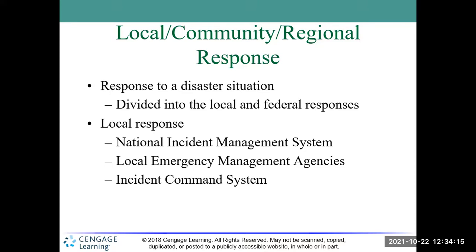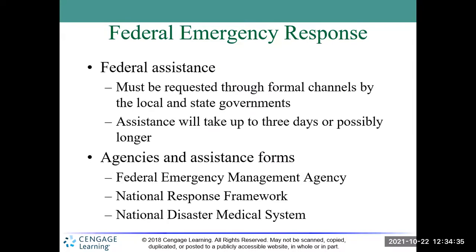Also, as a healthcare provider, you're able to get on the database with FEMA, so that if your services are needed, you're willing to go. I know that I've received those notifications on many occasions of things that are needed in different areas in the US when there are disasters that are occurring.